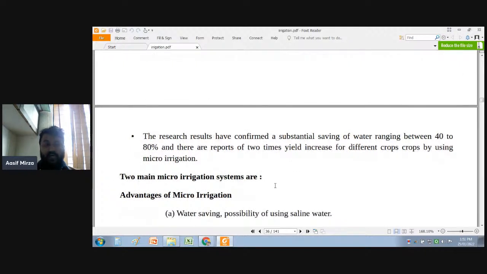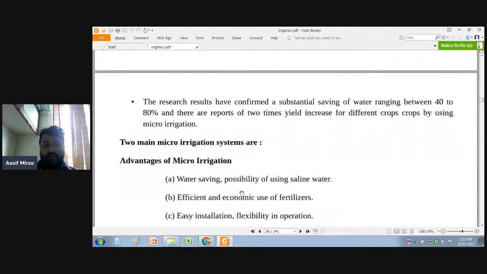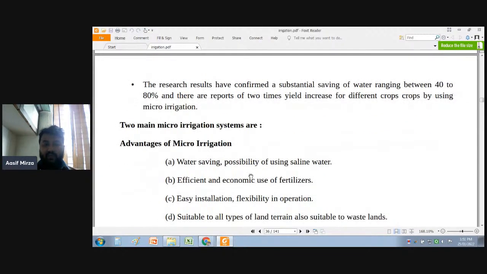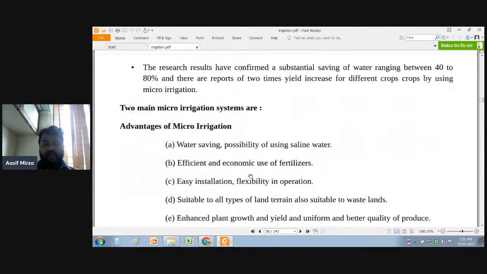Now, there are two main micro irrigation systems. The advantages of micro irrigation: first one is water saving, possibility of using saline water, efficient and economic use of fertilizers, easy installation, flexibility in operation, suitable for all types of land terrain, also suitable for wasteland.